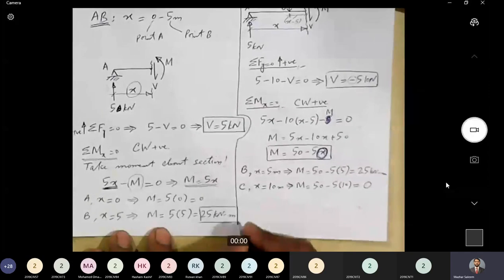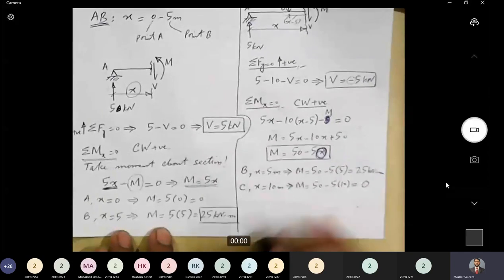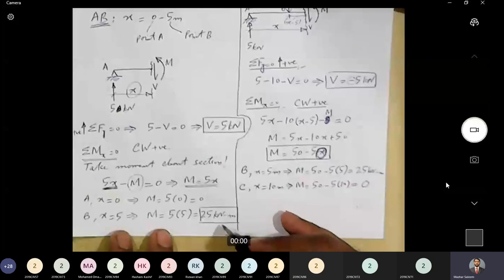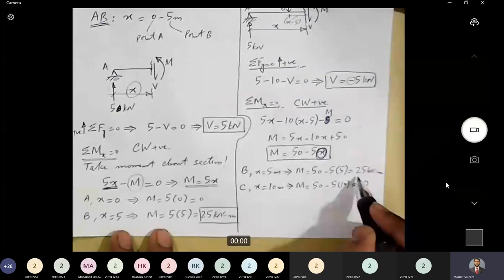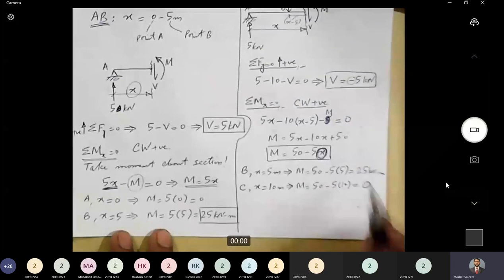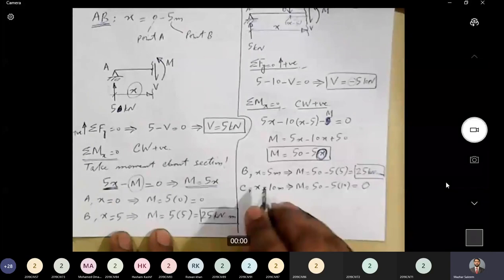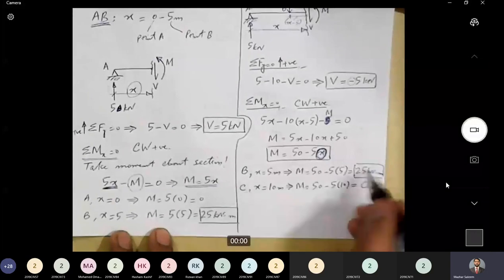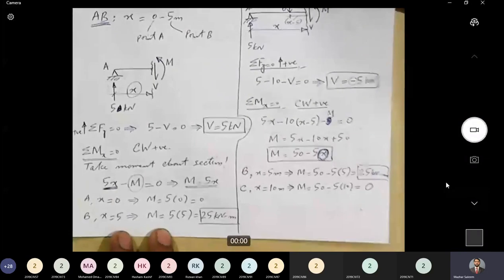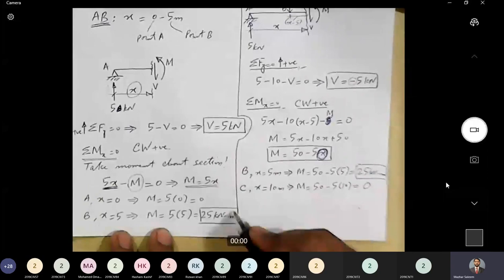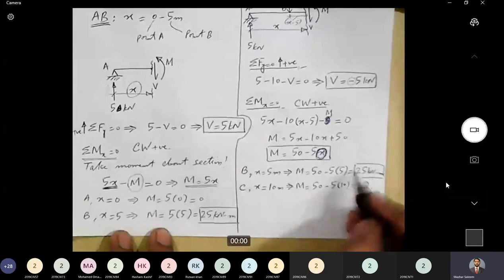Here it is. Value of moment at point B from section AB was 25 kilonewton meter. How much is the value of moment at point B from section BC? 25 kilonewton meter. These two values should be equal to each other unless there is a point moment at this point B. At this point, we are considering simple cases. So these two values should be equal.